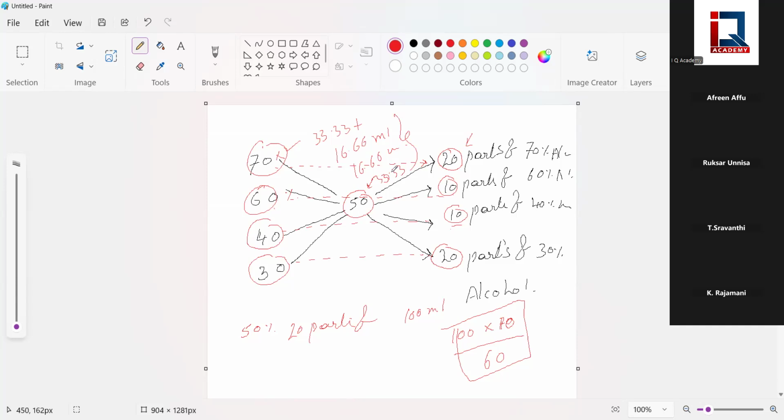So to make 100 ml of 50% alcohol, mixing 70%, 60%, 40%, 30%, what you should do? 33.33 ml of 70% alcohol, 16.66 ml of 60% alcohol, 16.66 ml of 40% alcohol, 33.33 ml of 30% alcohol mixed together will give me 100 ml of 50% alcohol. Clear? Yes, sir. Yeah, very good.